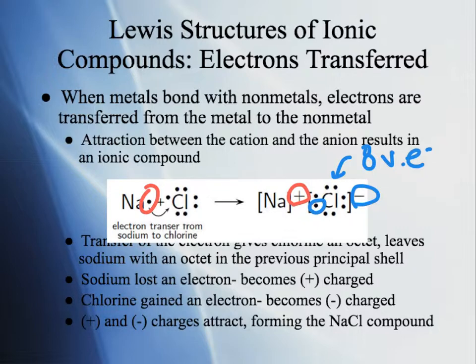So in this case, sodium loses its electron and becomes a positive charge. Chlorine gains the electron and becomes a negative charge, and we get that attraction between positive and negative charges, the electrostatic attraction, and it forms the compound sodium chloride. And this is how we would represent it as a Lewis dot structure.